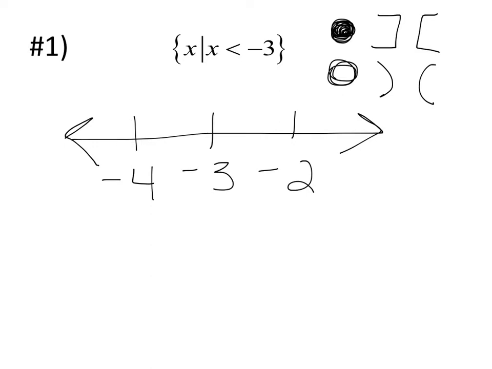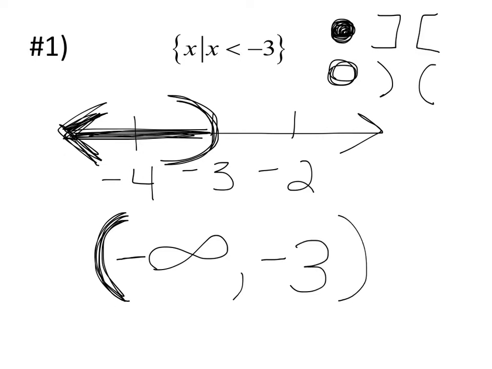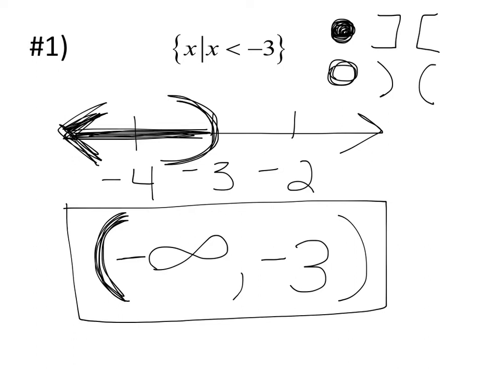It says x is less than -3, so we're going to open our parentheses this way and shade in this direction. And as we read a book from left to right, we will open our parentheses, because if it includes infinity or negative infinity it is always a parenthesis, and we will go all the way up to -3. It is a parenthesis on the graph, so it will be a parenthesis in our interval notation.